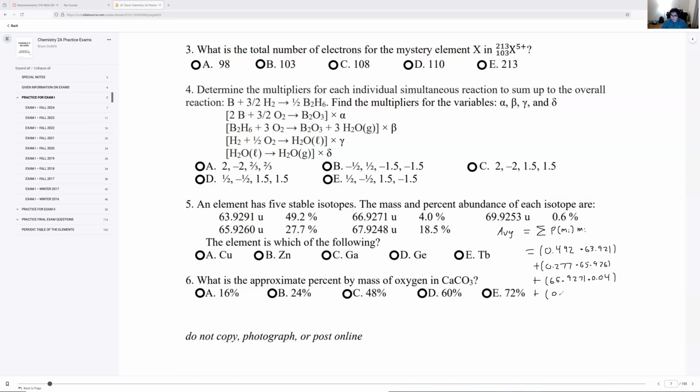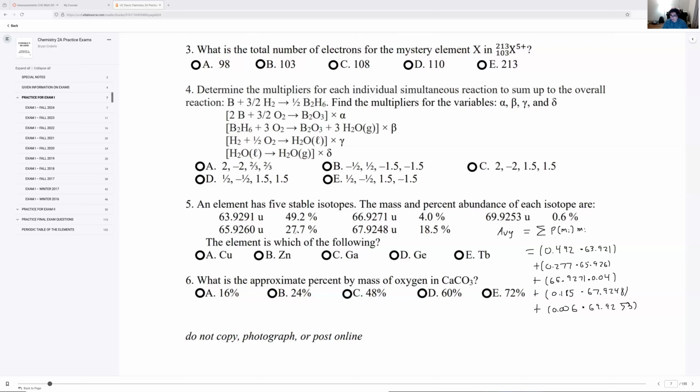And then we have 0.185 times 67.9248. And then we have 0.006, right? Because one is 0.01. No, yeah, 0.01. So you have to add another decimal here, another zero here, times 69.9253. And I don't really want to plug it in my calculator, but that's really it. Oh, wait, then it asks which element. Okay, I'll go back then. I thought I was just going to ask what the average is.